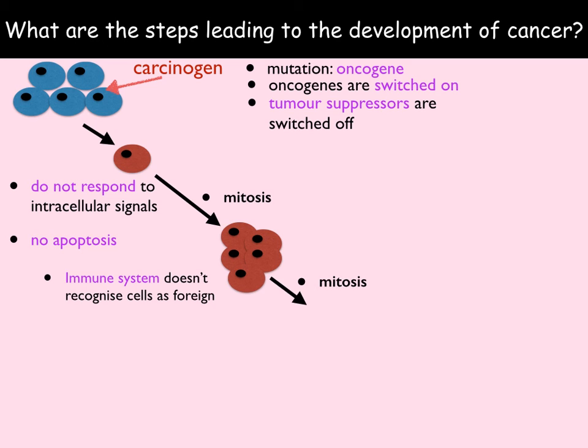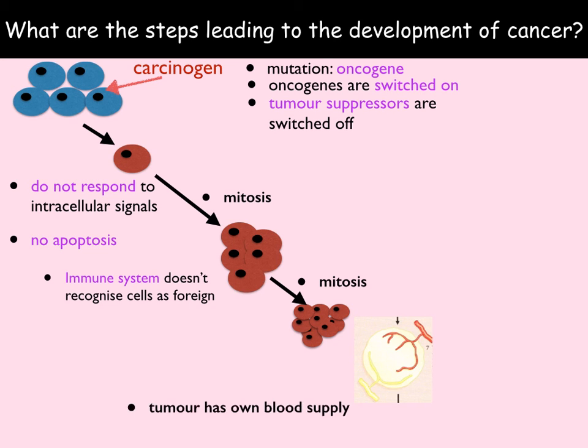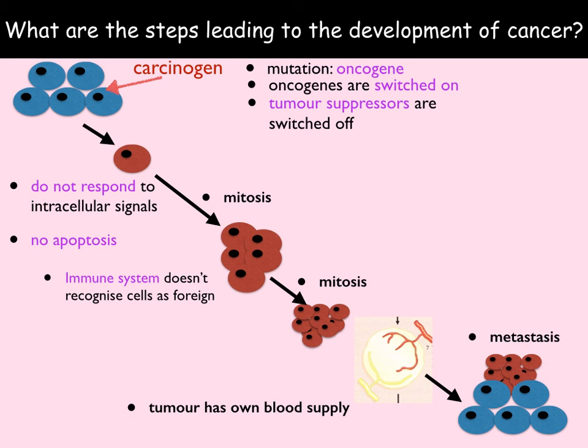They continue to divide by mitosis, and you have a formation of a mass of unspecialized cells. The tumor eventually gets its own blood supply, and the cells can spread into the lymph. Then you have metastasis when the cells invade other tissues and you get secondary cancers forming.